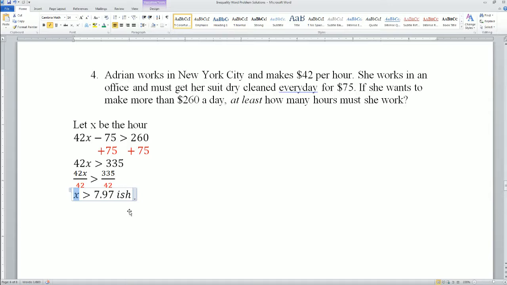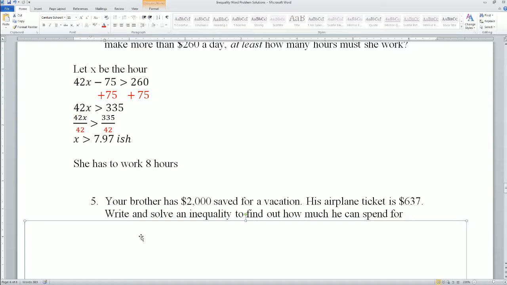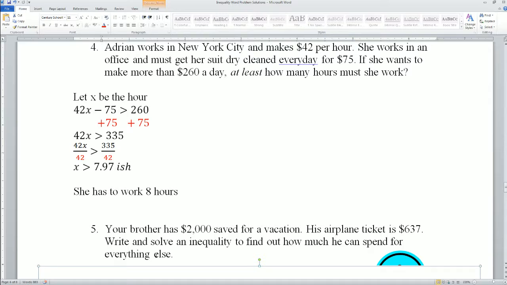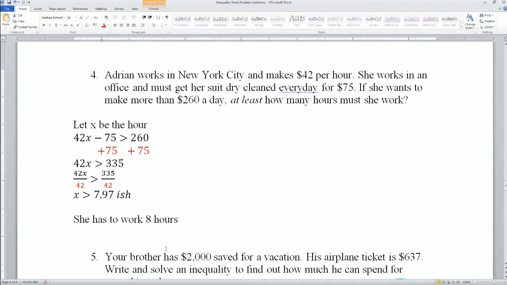7.97-ish. Now, here's the weird part. Yes, time is continuous, but this is a shift that she makes at work. You can't really work 7.97 hours at work. You have to work your full hours. Yes, I understand time is continuous, but the hours worked at a job is discrete. You work 1 hour, 2 hours, 3 hours, or 4 hours. So that's why I rounded up to she has to work at least 8 hours.